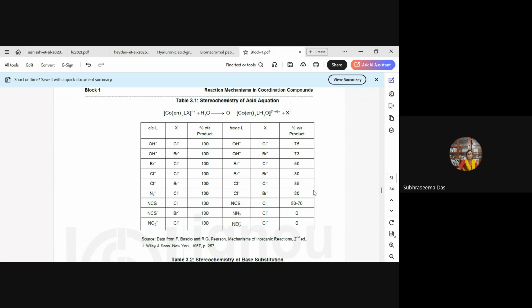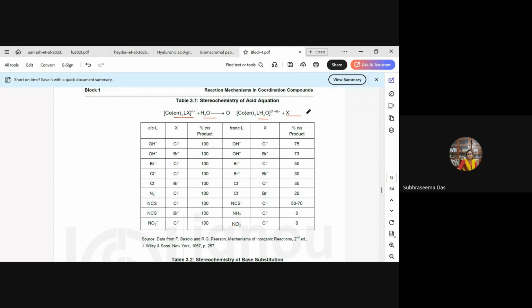So here in table 3.1, we see the stereochemistry of acid aquation. You remember, aquation reactions are those where water is added to the complex. So here you see Co(en)2LX, where water is added, then one X minus leaves, and one H2O ligand goes into the coordination sphere.